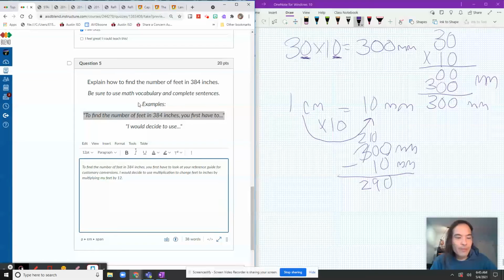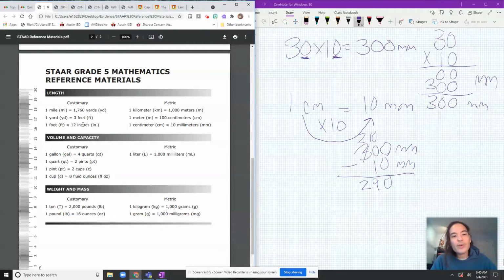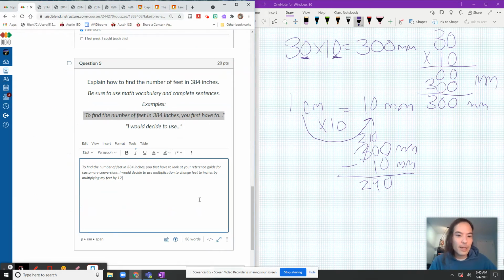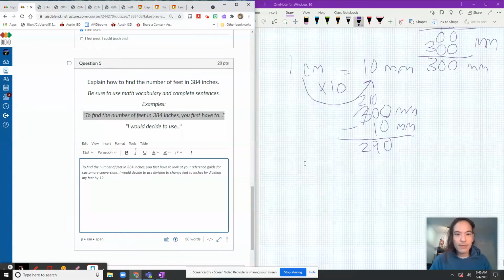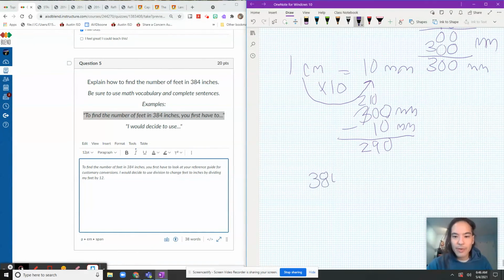So, to find the number of feet in 384 inches, I need to go from inches to feet. Inches to feet. How do I turn 12 into 1? Can I turn 12 into 1 through division? Yes, I can. So by dividing, I would use division. Remember, if you're going from a smaller unit to a bigger unit, you're going to divide. All right. And so what I mean by that is if we had 384 inches and we're trying to find out how many feet, we take the number of inches, divide it by how many inches are in a foot.